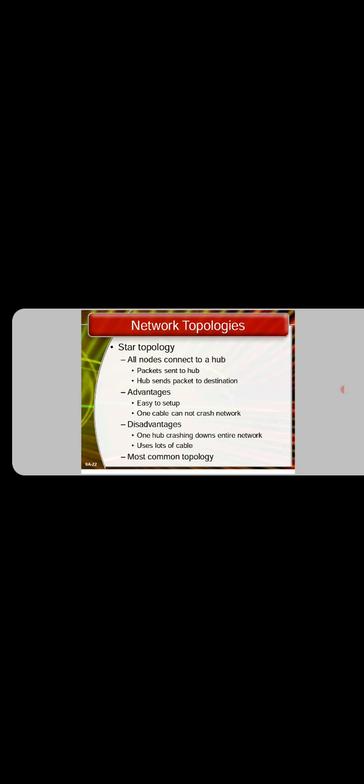Disadvantages: one hub crashing brings down the network. The main disadvantage of star topology is that if one hub crashes or fails, the entire network will fail or stop, and it uses lots of cable. Generally, a lot of cable is required in star topology, and the most common topology is star. So generally we may use star topology as the regular or general type of network.